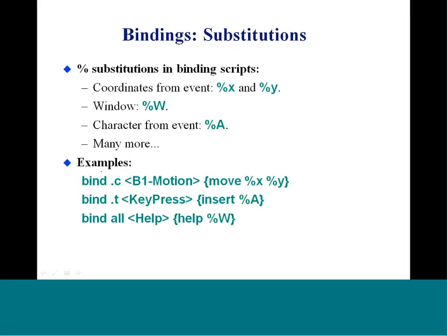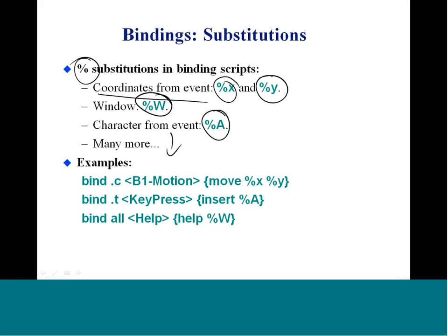Now we can also do some substitutions. The substitutions are things that you get from the event and then substitute into your commands. One type of substitution is the percent substitution in the binding script. You can get coordinates from events, and the coordinates are %x and %y. If you want to get the window, that is uppercase %W, and you can also get a character from an event, which is %A, and there are many more which we will talk about.